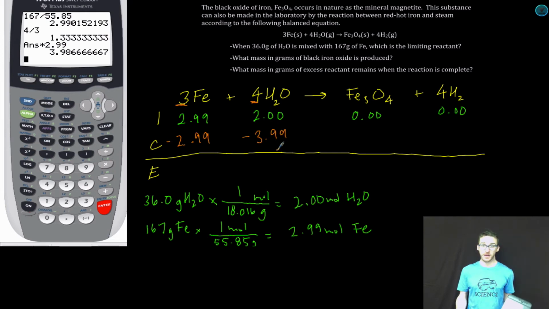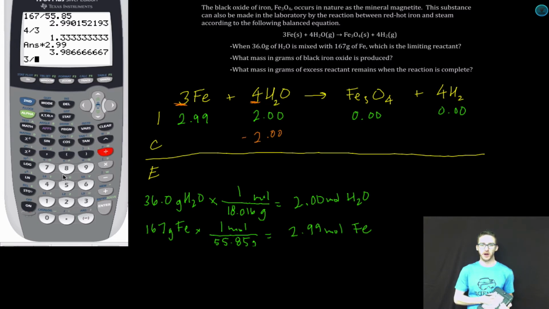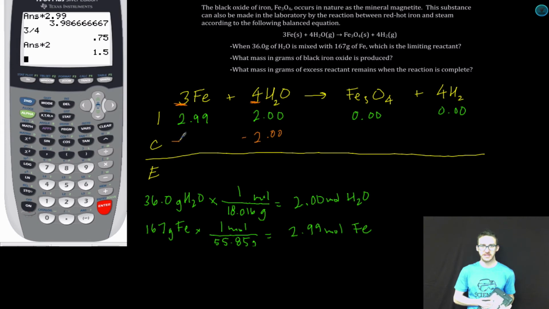Now I'm going to stop here because I can already tell I've chosen the wrong reactant as my limiting reactant. It would give me a negative number of moles of water at the end. So let's reset. My limiting reactant is water. That means all 2 moles get used up. Let's determine the stoichiometric change of iron compared to water. How does 3 compare to 4? It's 3/4 or 0.75 the amount. So what's 3/4 of 2? 1.5. So this will decrease by 1.50 moles.